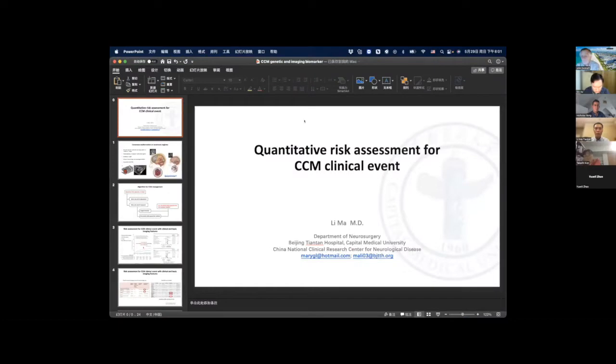And so now let's give the time to Dr. Lima from Tiantan Hospital. His topic is quantitative susceptibility mapping as a non-invasive tool for CCM phenotype and hemorrhage or seizure risk assessment. Let's welcome.